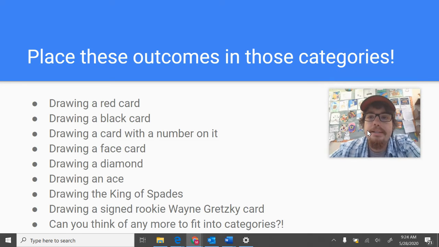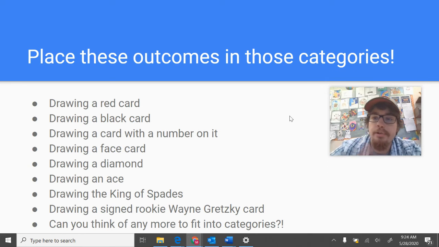It says place these outcomes in those categories. So remember, those are certain, likely, unlikely, very unlikely, and impossible. Here are the ones I thought of. Drawing a red card. Is that certain? Is it likely? Is it unlikely, very unlikely, or impossible? Drawing a black card. Remember, half of the deck is black and half of the deck is red.